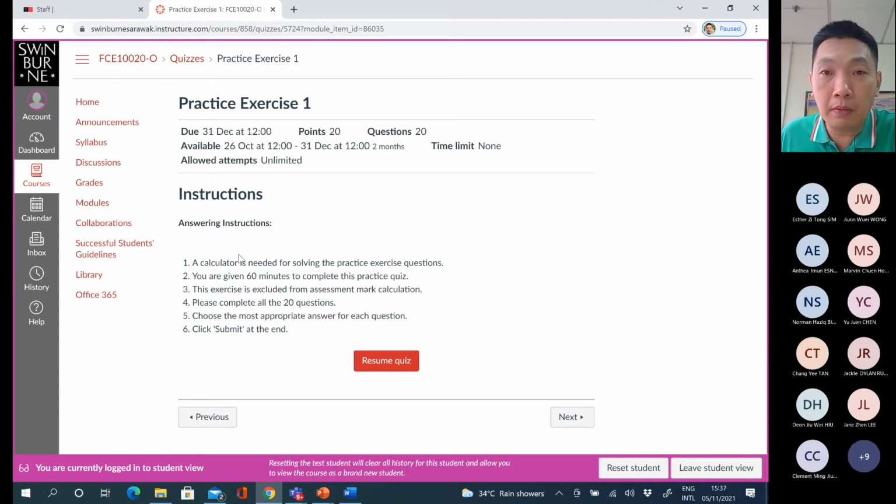You have these instructions to remind you to bring your calculator if you have one. Maybe you can also get ready some pieces of paper to do some calculation if you want. Or else you can use Excel, it's up to you. But no need to submit your Excel calculation to me. For your own calculation, you can use paper or Excel. No need to submit.